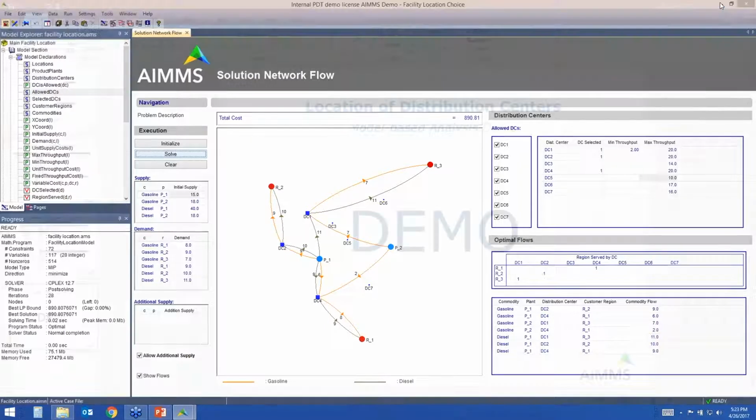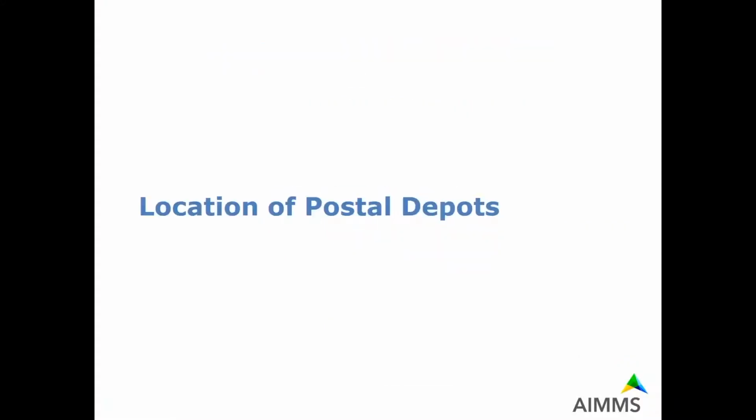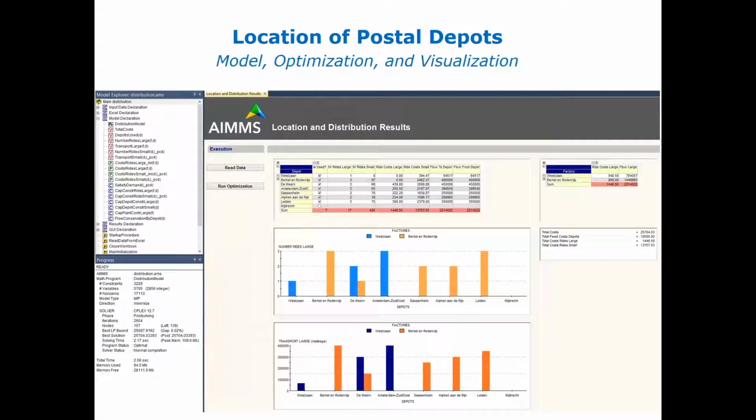So this would be a first example. Another example that I would like to discuss is from the area of postal logistics, so location of postal depots. Again, on this slide, you can see the model part, the progress window, and a simple visualization of the solution.